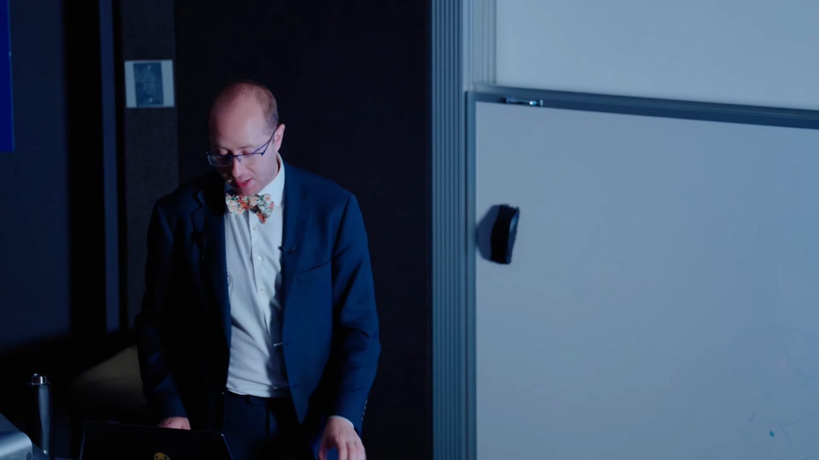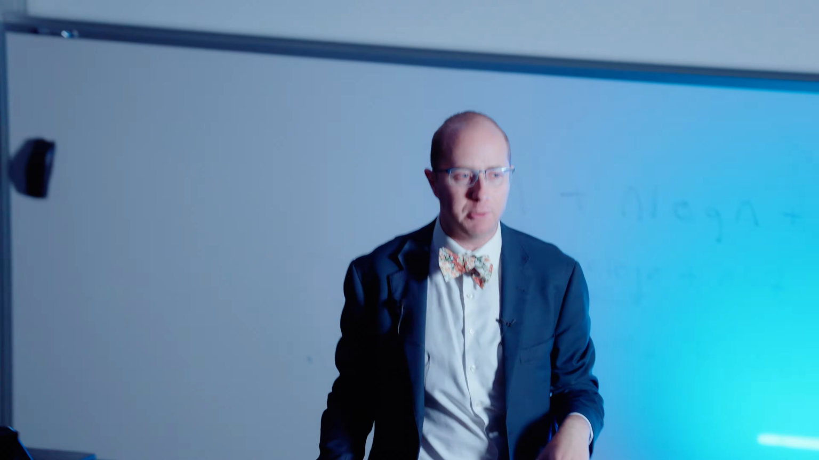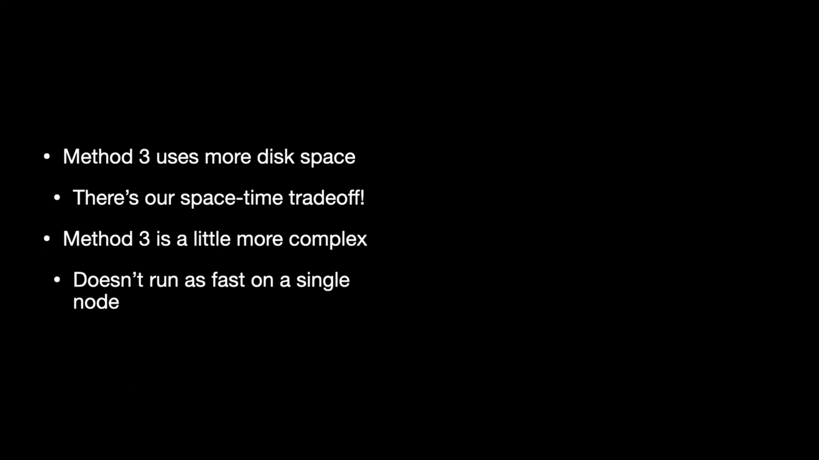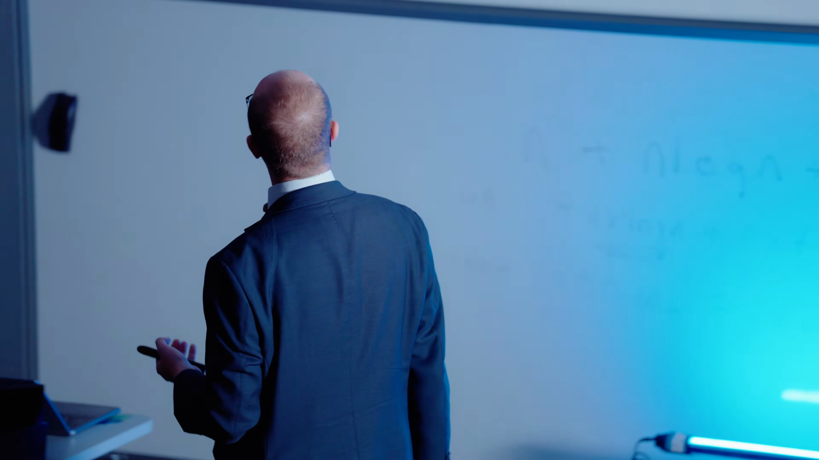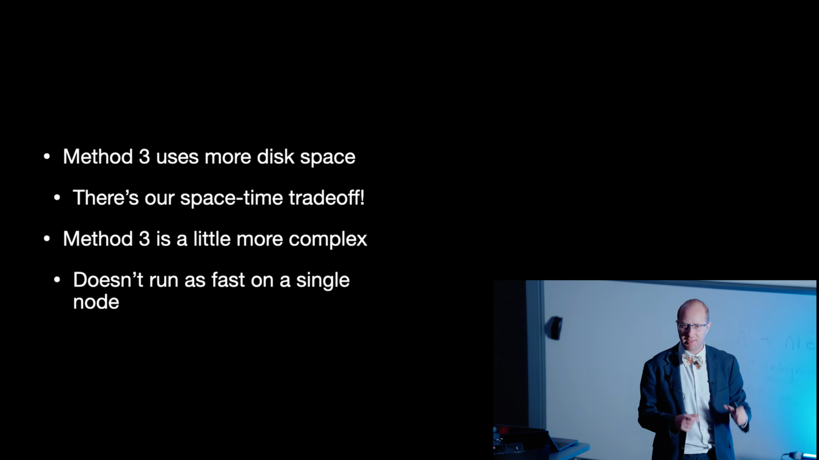So there are a few downsides to our number 3. Number 3 now stores these big tables instead of just going through bit by bit. So it does use a bit of disk space. This gives us that space-time trade-off that we were talking about. It also is a little more complicated. The actual code takes up more space, even in pseudocode.